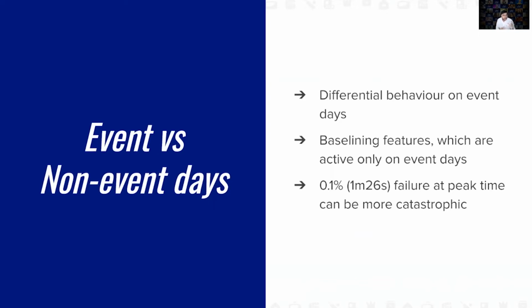Another important element I want to highlight because of the event days nature is that even if you have an SLO of 99.9%, which allows for a failure of 0.1%, that 0.1% failure at peak time during a sporting event can be far more catastrophic than it being scattered across the day. So it becomes very important for us to ensure that while we have 99.9% SLOs, that failure should not happen at the peak hour. It's something which can be bad for the platform.